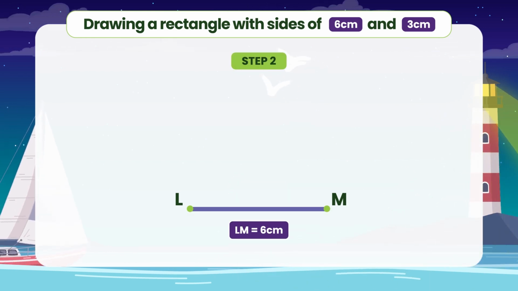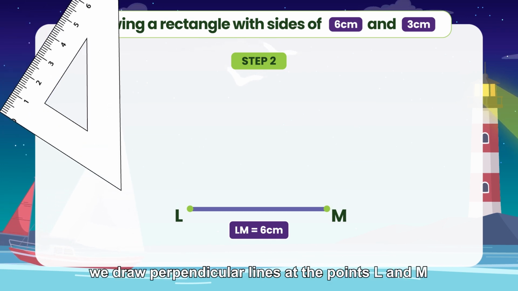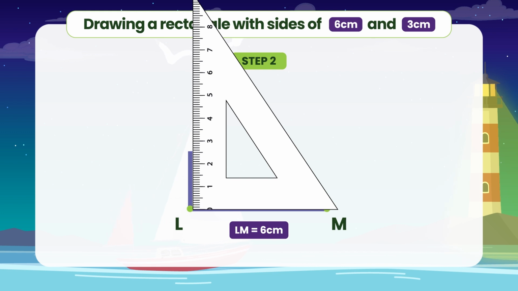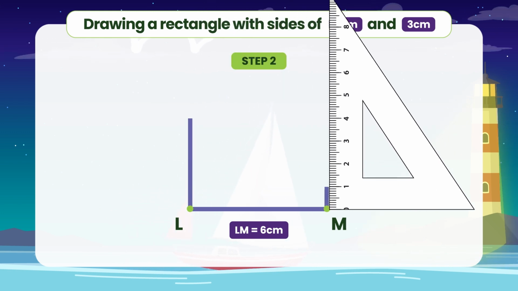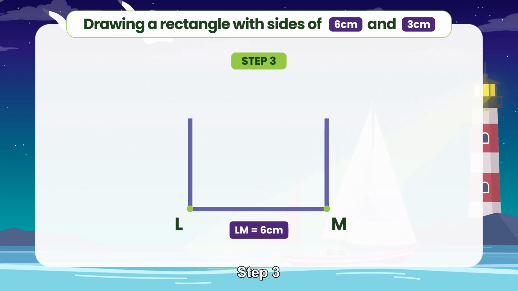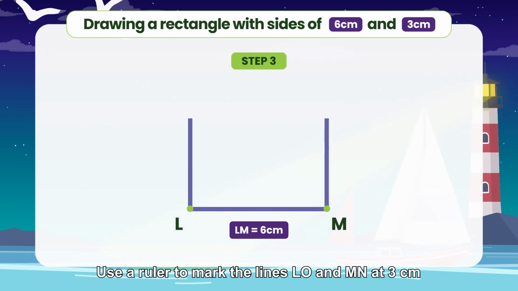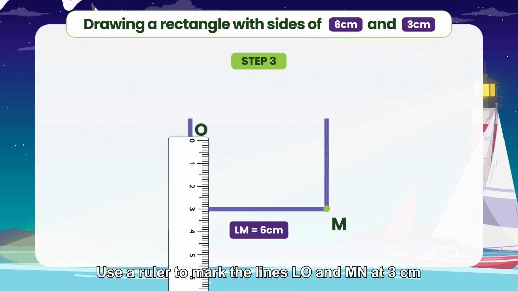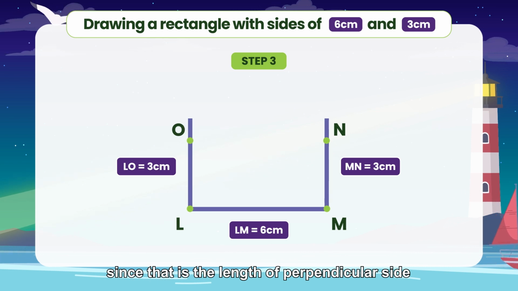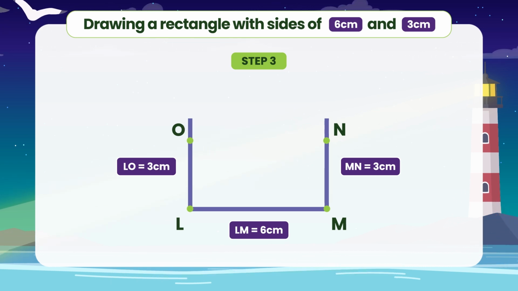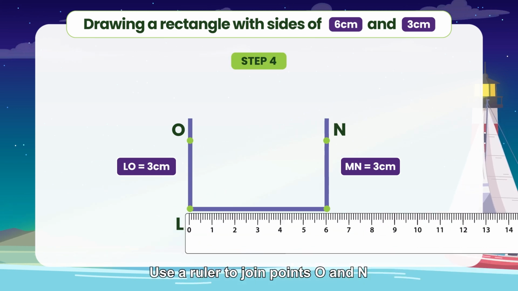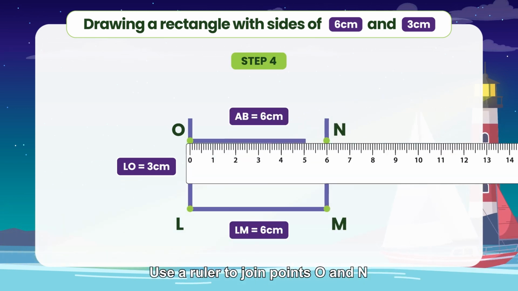Step 2. Using a set square, we draw perpendicular lines at the points L and M. Step 3. Use a ruler to mark the lines LO and MN at 3 centimeters since that is the length of perpendicular side. Step 4. Use a ruler to join points O and N.